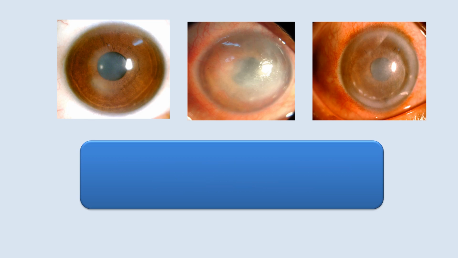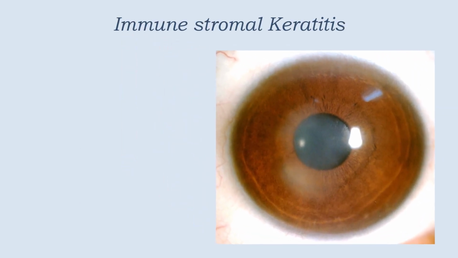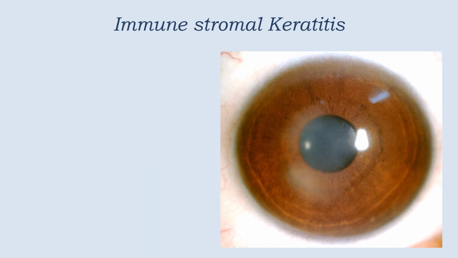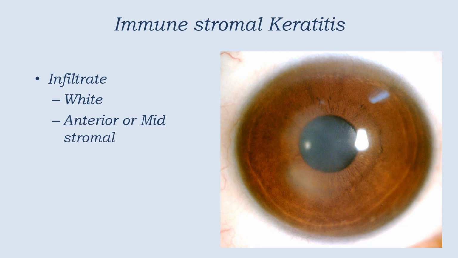This entity is believed to be an antigen-antibody complement mediated reaction, where the viral antigen present in stroma triggers the reaction leading to inflammation and subsequent infiltrate. Now, how to identify an immune stromal HSV keratitis? Just like any other immune infiltrates, these are usually white, anterior or mid-stromal. These infiltrates don't follow any dictum, so they may be single or multiple, central or paracentral. Density of infiltrate can be variable.